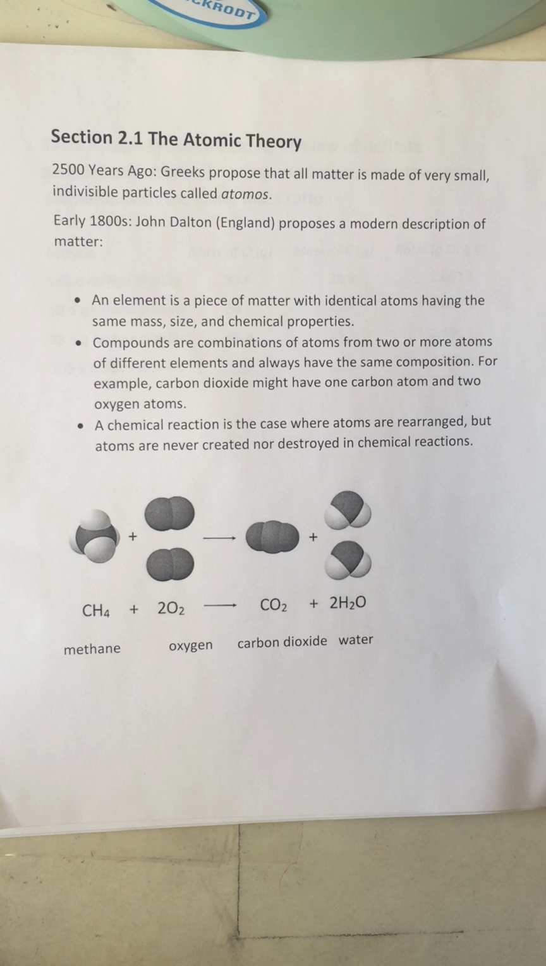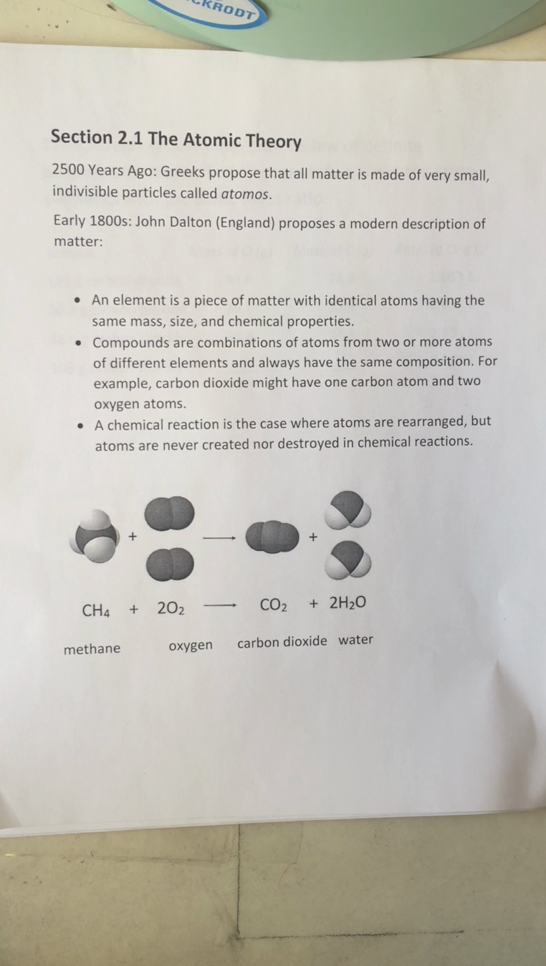Compounds are combinations of atoms from 2 or more different elements. So for example, you might combine an atom of sodium with an atom of oxygen. They always have the same composition. So if I have a compound, for example, carbon dioxide, that compound would always have the ratio of 1 carbon for every 2 oxygens. If there was a different ratio, it would be a different compound.